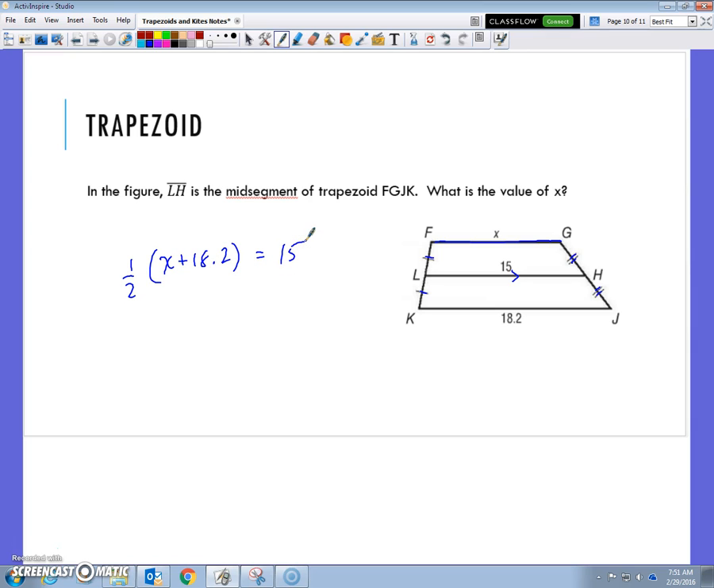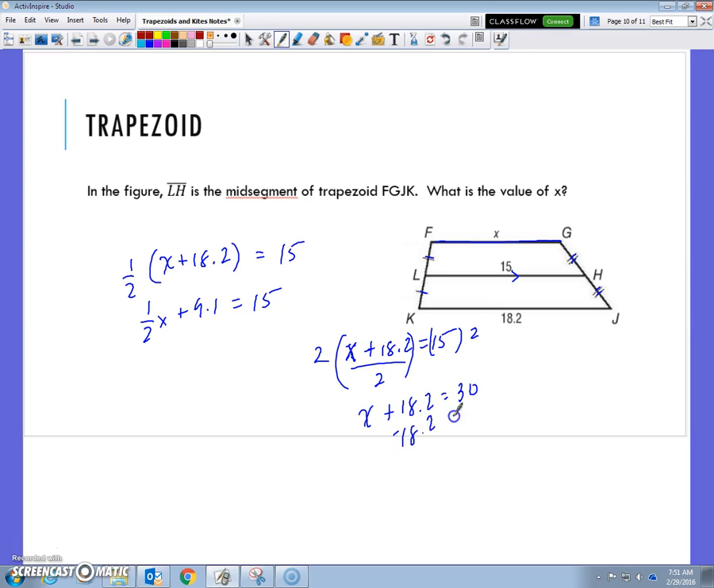Okay, so you can set up your equation one of 2 ways. You could say 1/2 times x plus 18.2 equals 15, or you could say x plus 18.2 all over 2 equals 15. So either way is fine. You can distribute, 1/2 x plus 9.1 equals 15, or you can just get rid of all your fractions at once by multiplying both sides by 2. In the end, we're going to get the same answer.